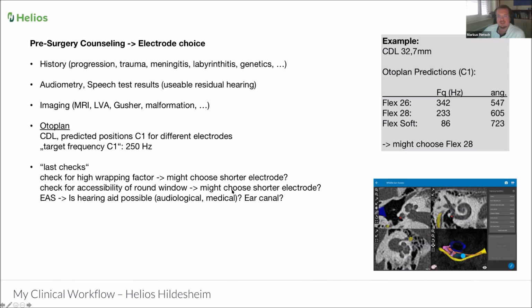So in those cases, you might also go for a shorter electrode if you are at the decision between two electrodes. Of course, in EAS patients, you should always look at the hearing aid, if it's possible for the patient to wear it. For example, if the patient has a lot of otitis, external otitis, or any ear canal problems, this might also be something you should keep in mind.